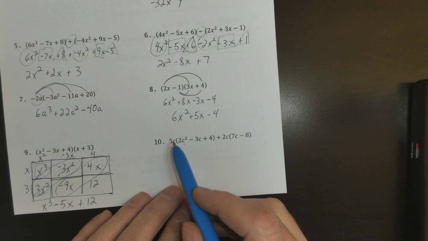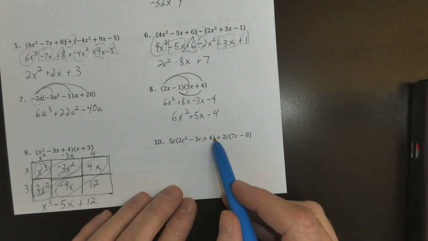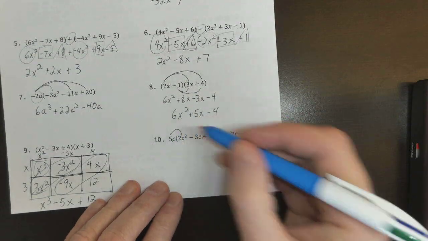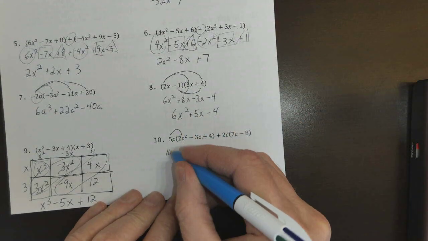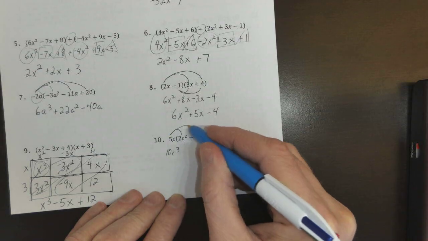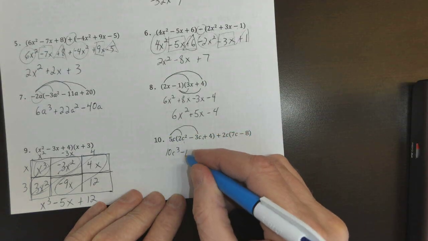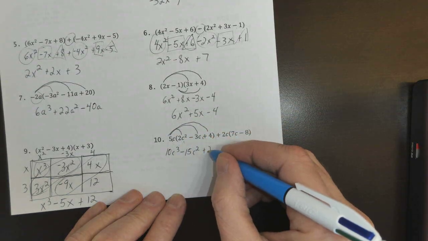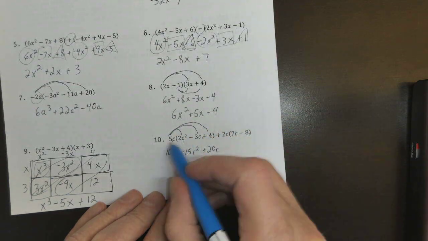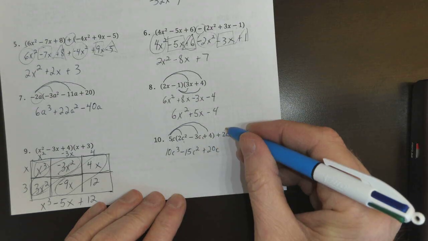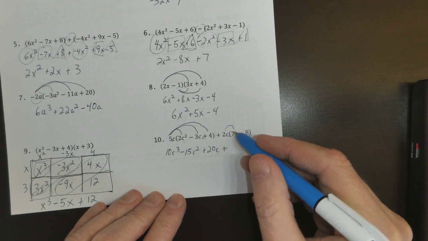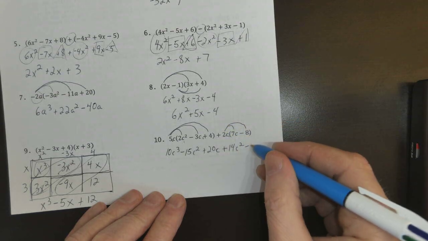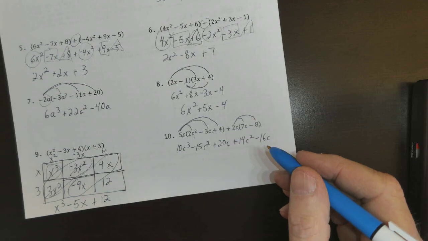This one, I am going to use the distributive property here, and then add like terms. 5c times 2c squared is 10c to the third. 5c times negative 3c is negative 15c squared. 5c times 4 is 20c. I'm done distributing here, and now I'm going to distribute here. 2c times 7c is 14c squared. 2c times negative 8 is negative 16c.